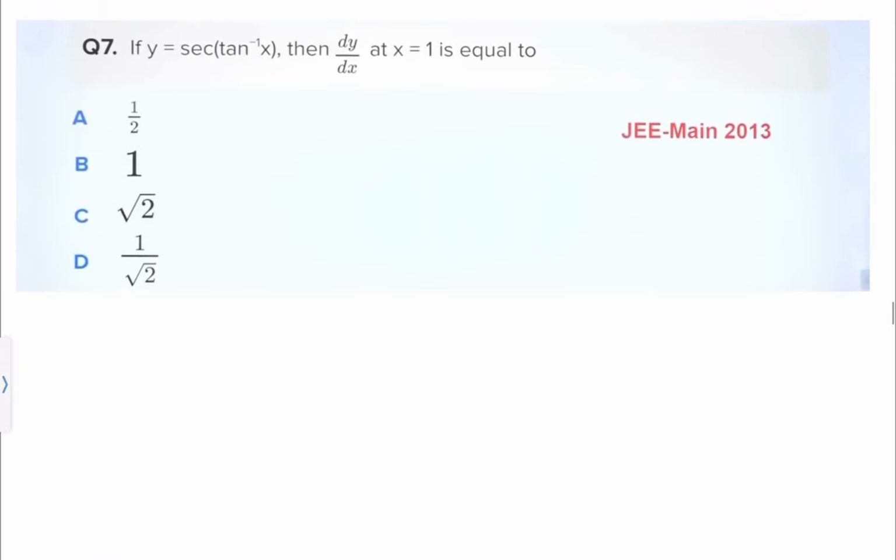The 7th question is, if y equals sec of tan inverse x, then we need to find dy by dx at x equals 1, and again we need to choose the correct value from this given set of options.